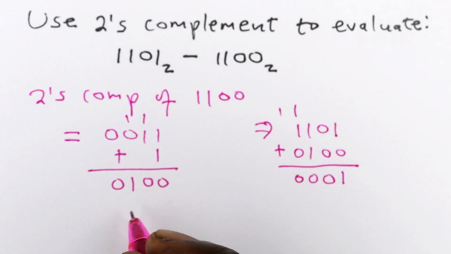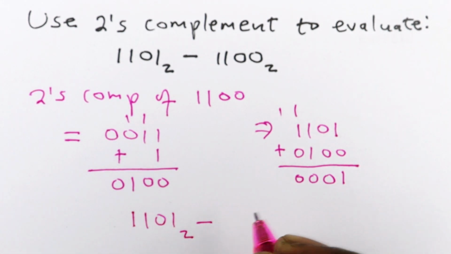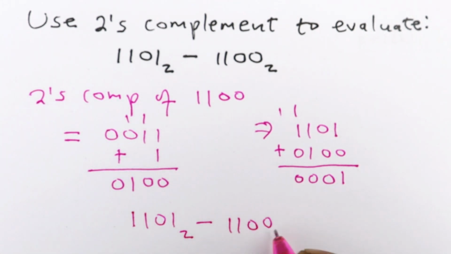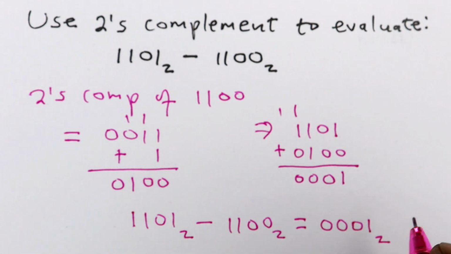So it means, therefore, that 1101 base 2 minus 1100 base 2 is equal to 0001 base 2.